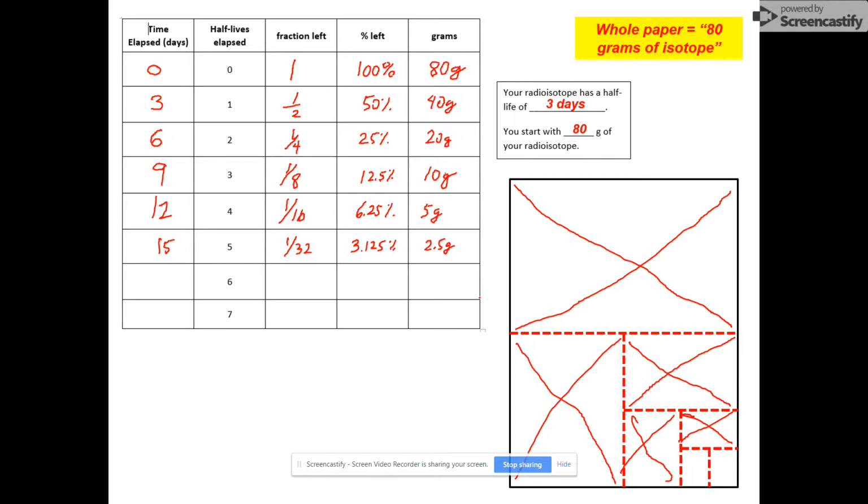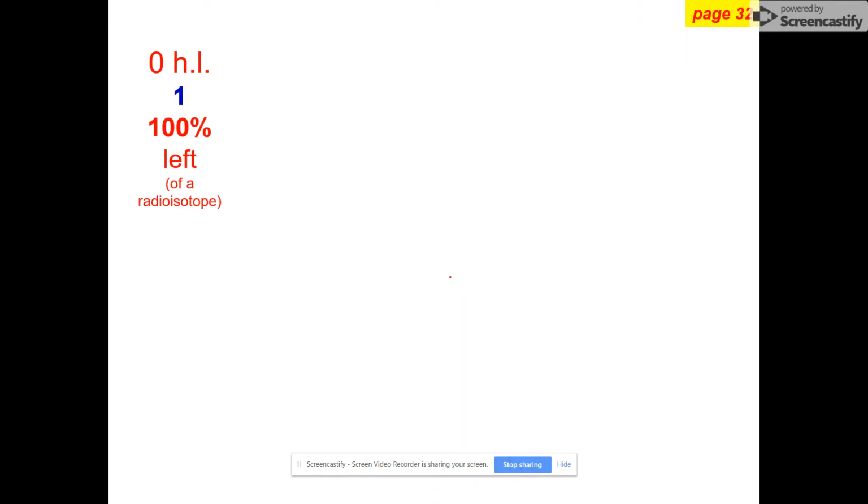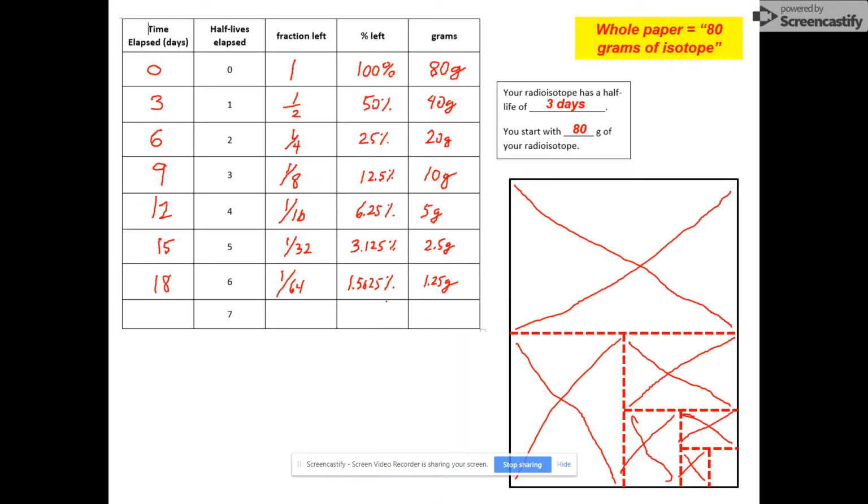Okay, let's see if we can get one more. Yes, we got one more. Okay, fold that in half. This is all we've got left. 6 half-lives would be 18 days. That's 1/64 left, or that's 1.5625. Hope that's right. I think it's right. Percent. And we're down to 1.25, and I think that's as far as we can go. I don't think I have another line. Yep, that's it. That's as far as we go. So we don't get to 7 half-lives.